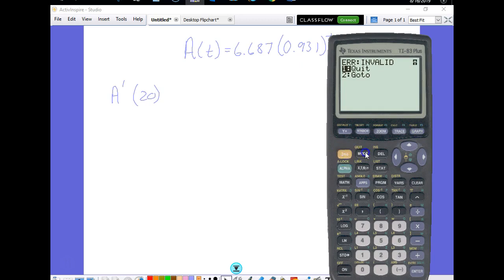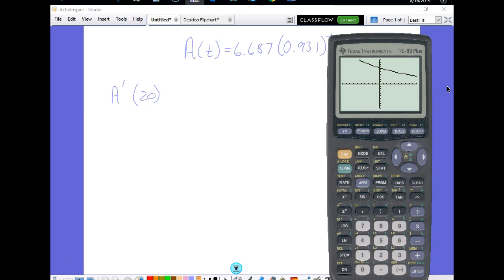Actually, I have to push second and quit now, and then I go back to my graph. The reason why is because look at my window. It only goes up to positive 10. And I'm asking my calculator to tell me about something that is at x equals 20. That's off the screen, and if it's off the screen, my calculator is not going to cooperate with me. So I have to be able to see more of my screen in order to get that.